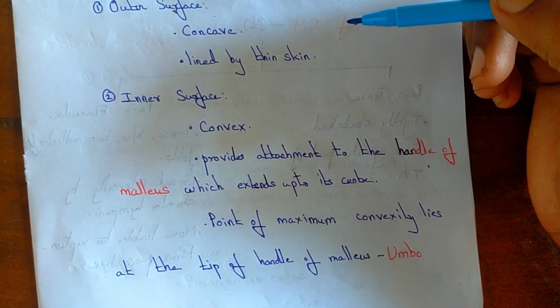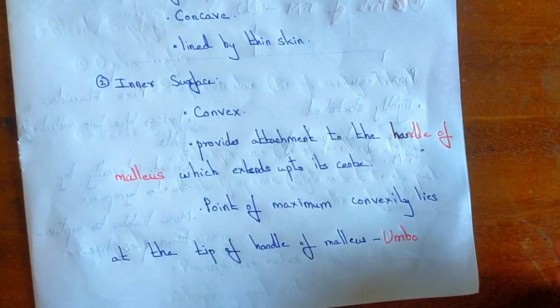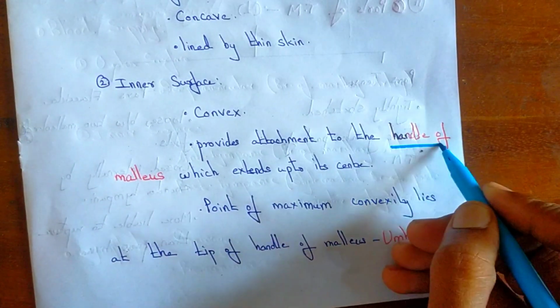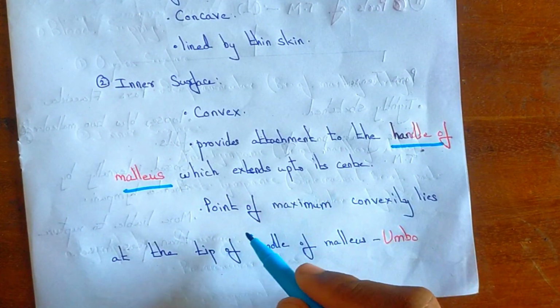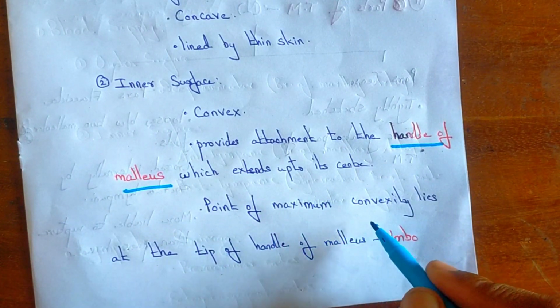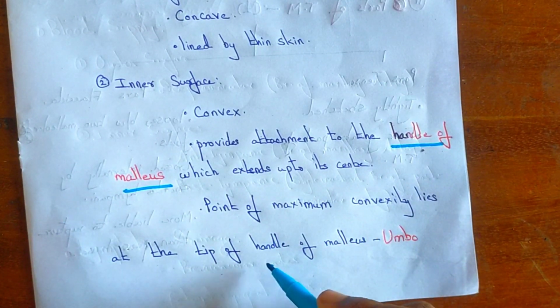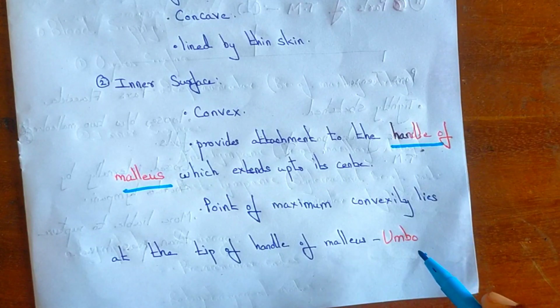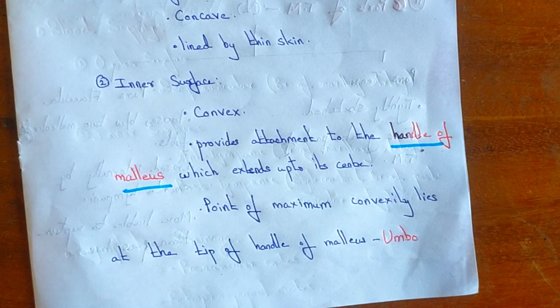The inner surface is convex and provides attachment to the handle of malleus, which extends up to its center. The point of maximum convexity lies at the tip of the handle of the malleus and is called the umbo. The umbo is present on the inner surface of the tympanic membrane, where there is maximum convexity.